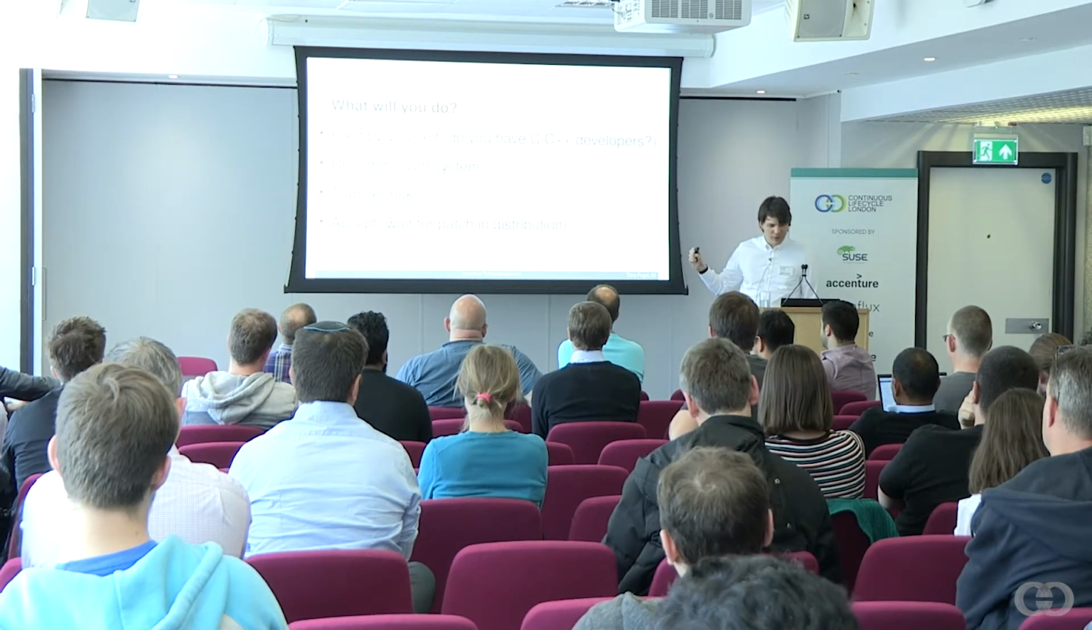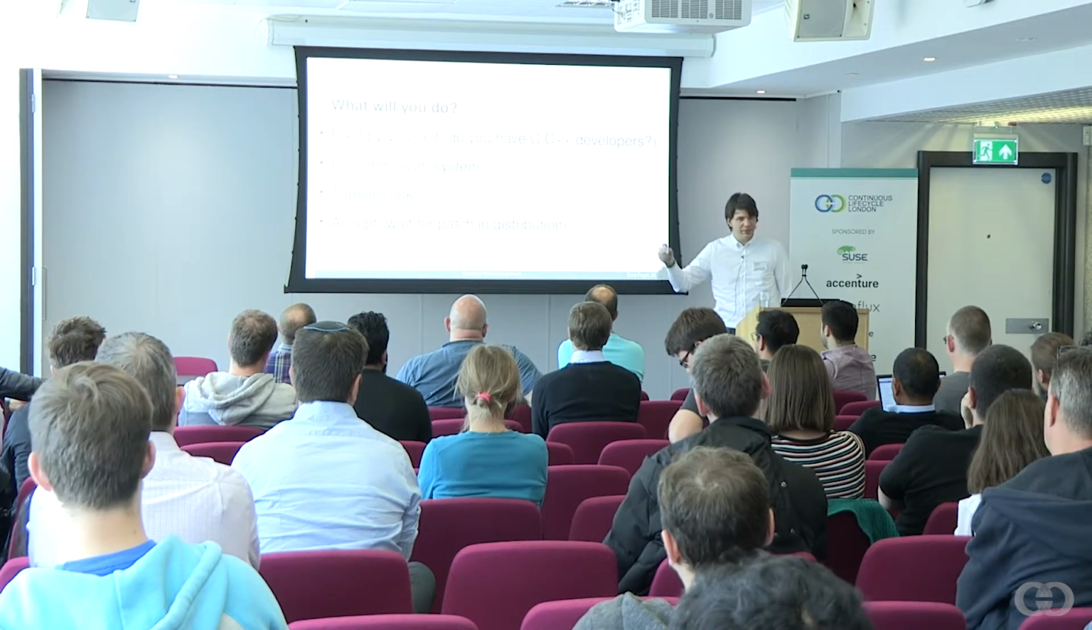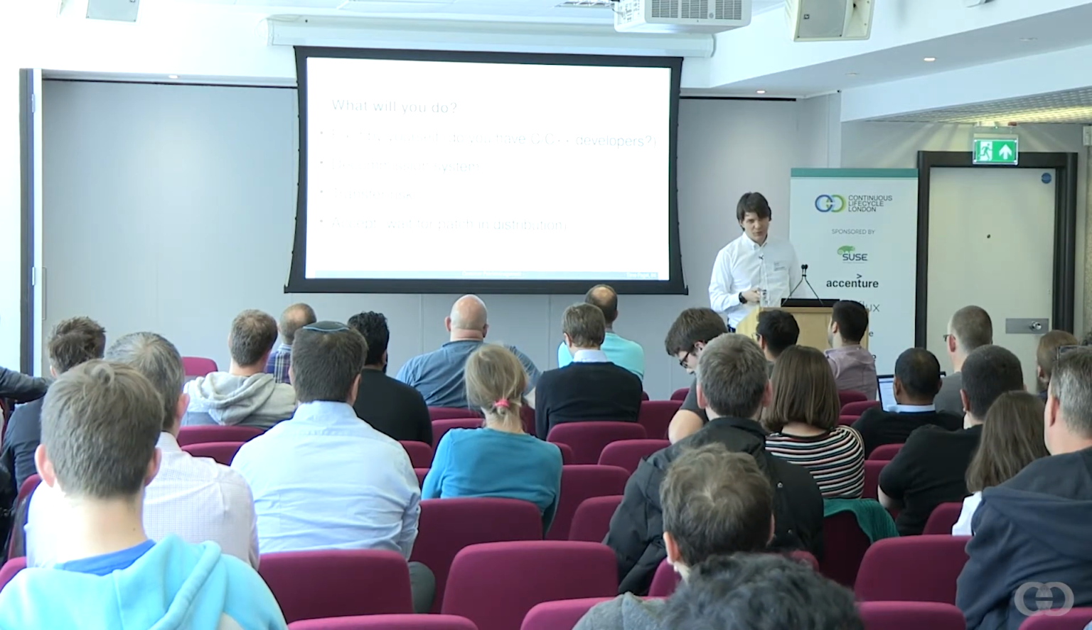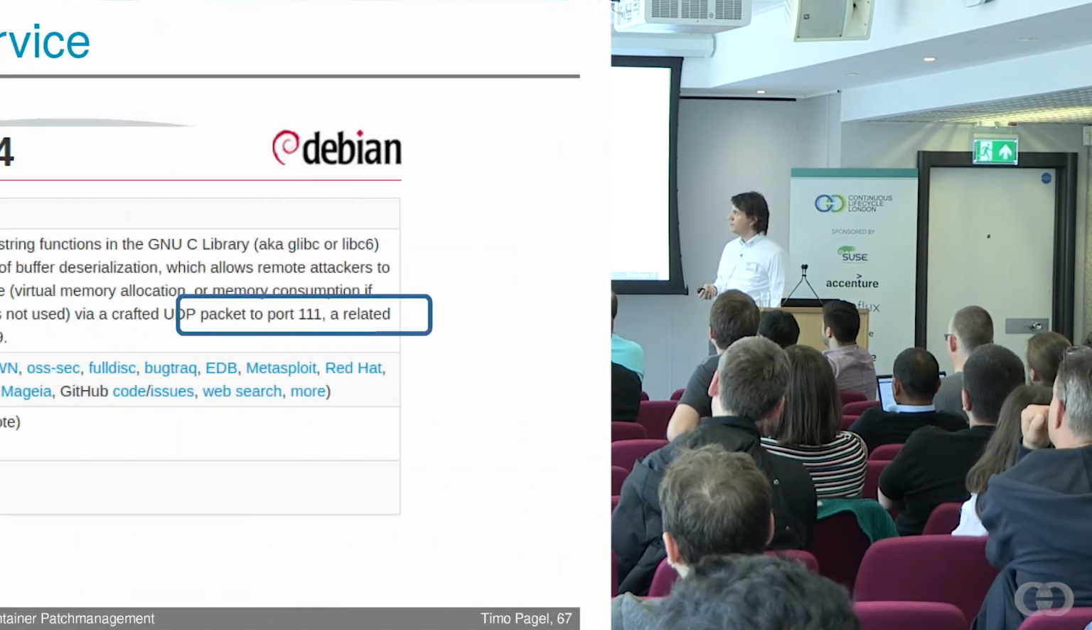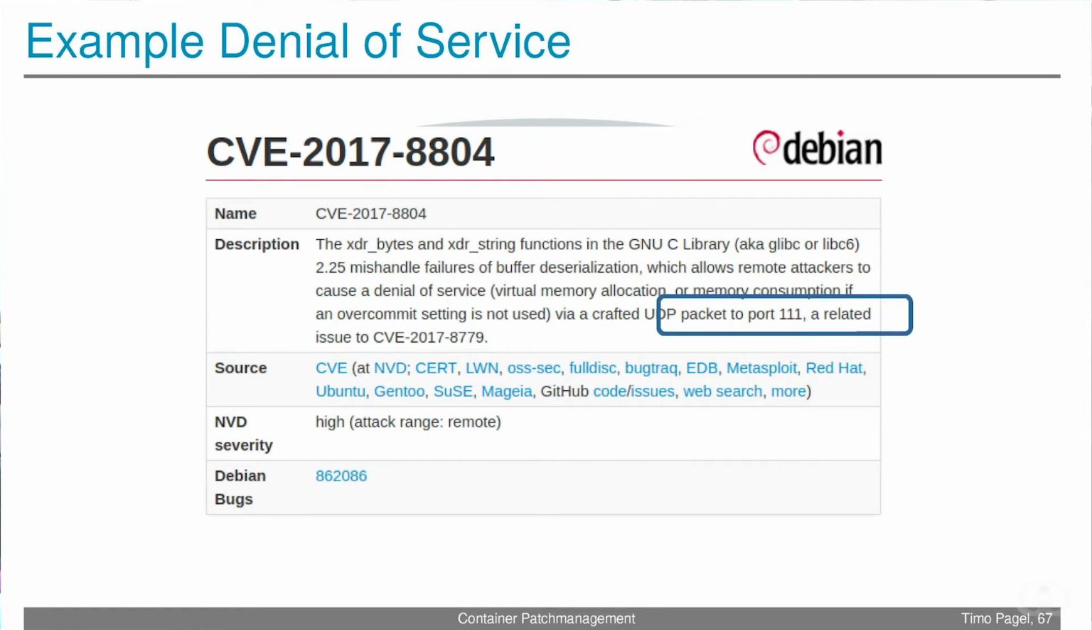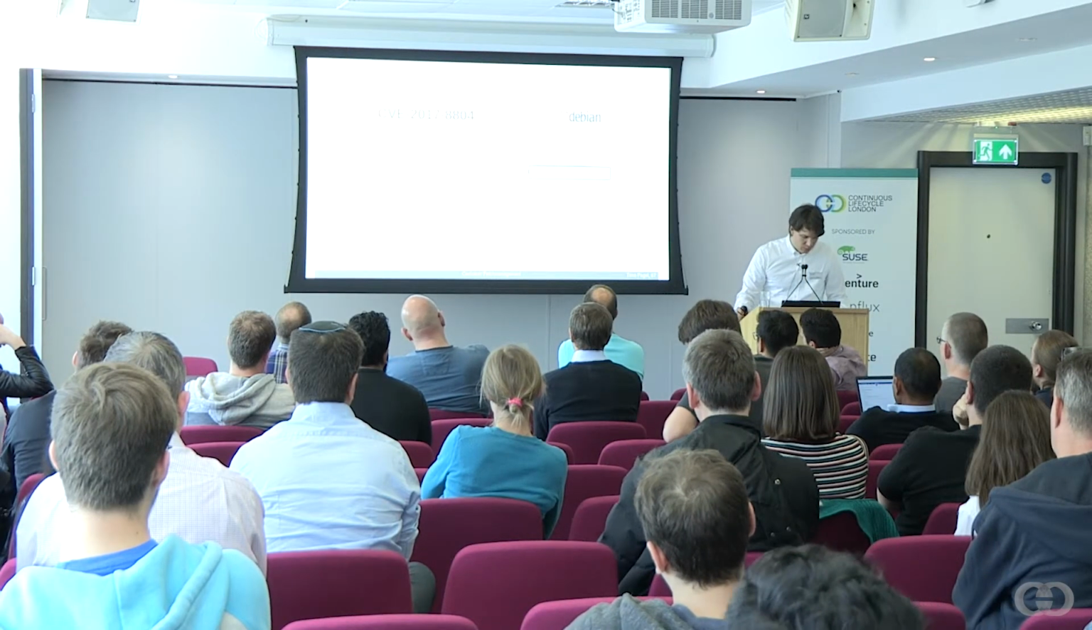So the question here, which I raise for the next topic, is scanning for known vulnerabilities. Just to give you an impression, this is an example of a vulnerability. I will read it for you. The XDR bytes and XDR string functions in the GNU C library, aka glibc or libc 2.25, mishandle failure of buffer deallocation, which allows remote attackers to cause a denial of service with virtual memory allocation or memory consumption if an overcommit setting is not used. It uses a crafted UDP packet to port 111, a related issue to another common vulnerability and exposure number.